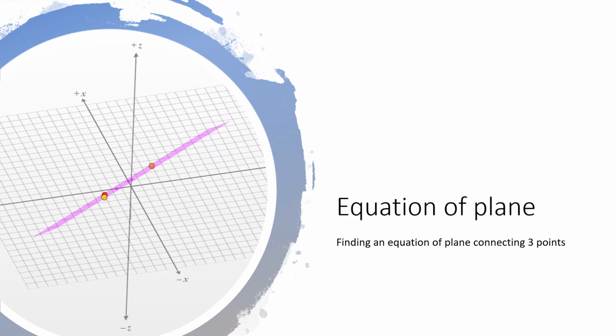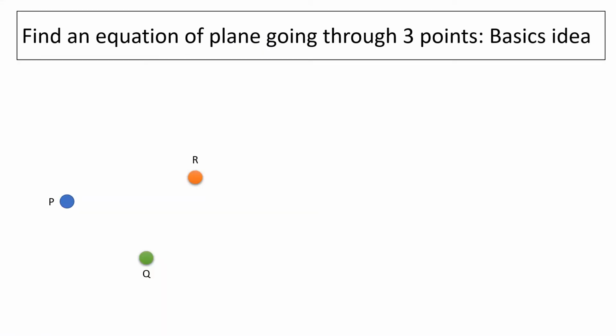Hello everyone, it's Cole here and we are going to talk about vectors. This time we are going to look at how to make an equation of a plane that connects 3 points. So let's start. Let's say we have 3 points P, Q and R, and each of them has its own coordinates. We want to find a plane that connects these 3 points.